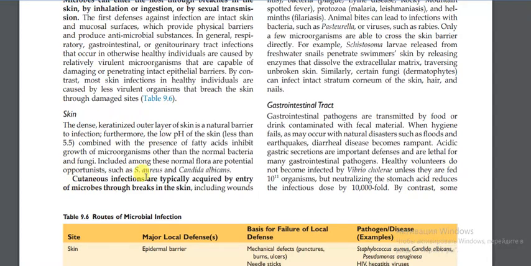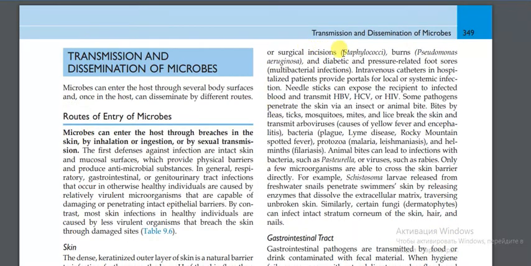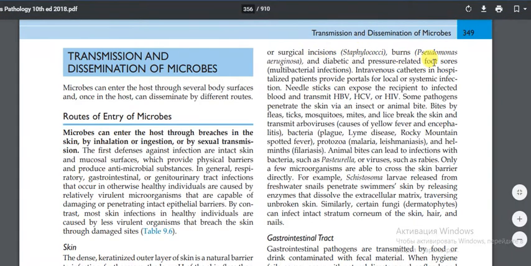Okay, cutaneous infections are typically acquired by entry of microbes through breaks in the skin. That's the main message I want to deliver to you: the skin must be broken. So they might be wounds, burns, a surgical incision, diabetic and pressure-related foot sores. You remember we discussed a little bit about pressure-related foot sores and diabetic foot sores.